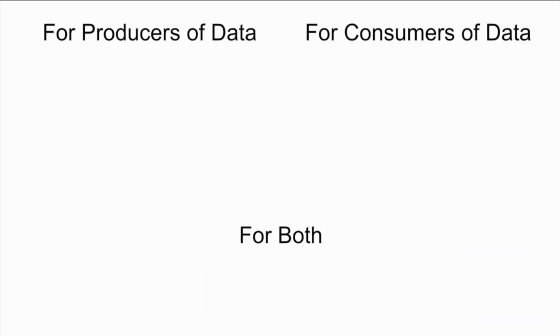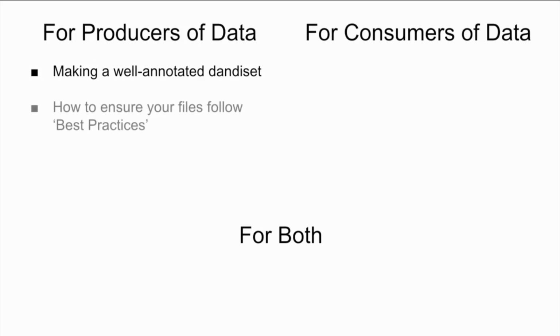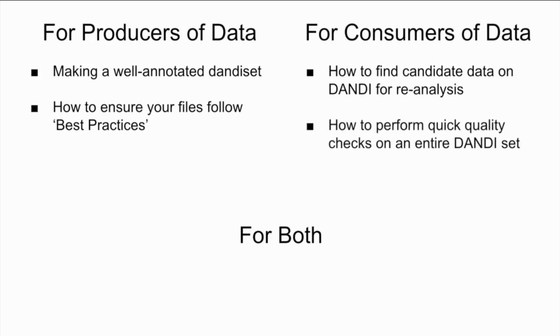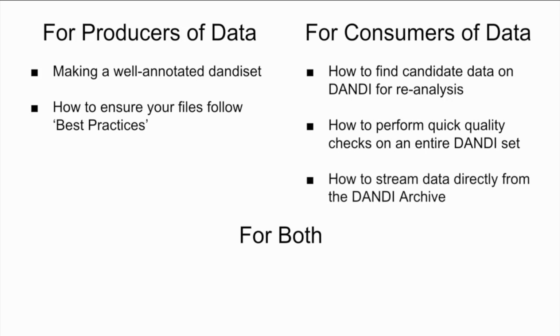So I always like breaking this talk into pieces for people who both produce data, how to make a well-annotated DANDI set, how to ensure that your NWB files are following best practices, but then also for all the consumers and reusers of data, how to find good data on the DANDI Archive that might fit your criteria for reanalysis, how to perform quick quality checks in general on a DANDI set to get a high-level idea of what it's about. And very importantly, how to stream NWB files directly from the DANDI Archive so you never have to download another file again in your whole life.